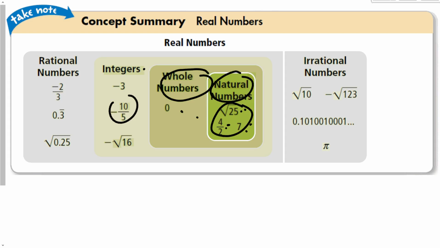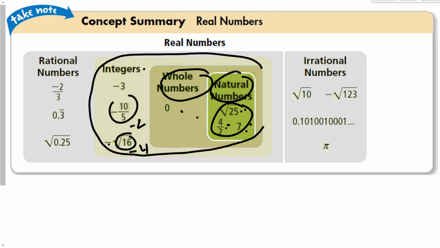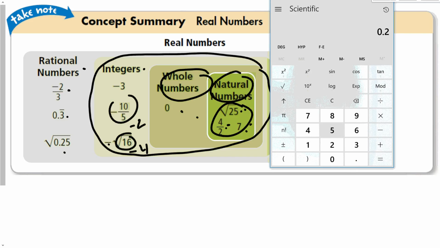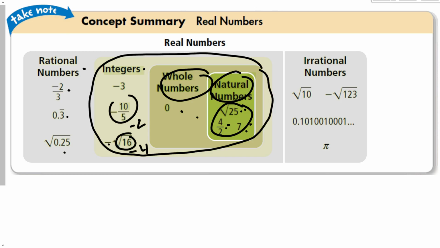And this is not a fraction. It's not a decimal. It is -2. This is negative 4, right? The square root of 16, and then I make it negative. Now, all of these numbers, all the integers, all the whole numbers, all the natural numbers are also rational numbers. Fractions and decimals that repeat, or square roots that actually work. Okay? The square root of 0.25 is 0.5. So that square root works and it stops.